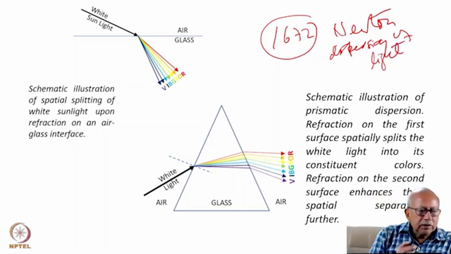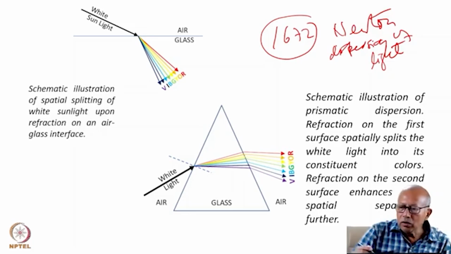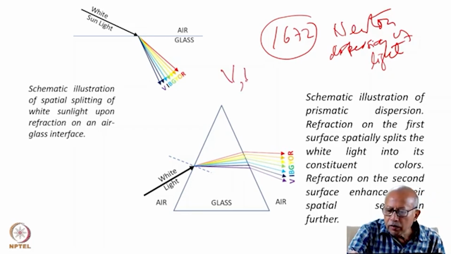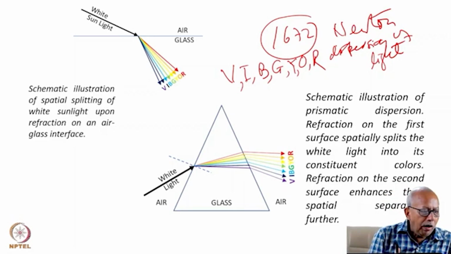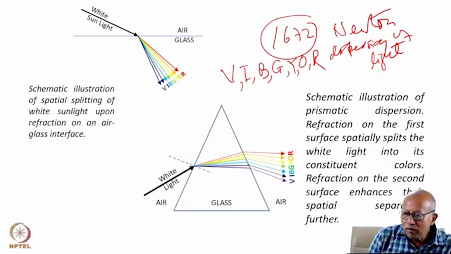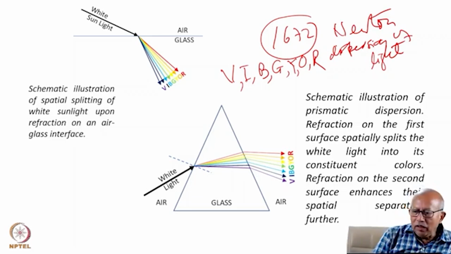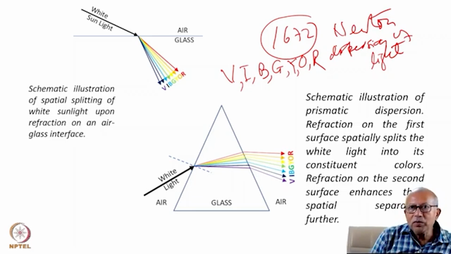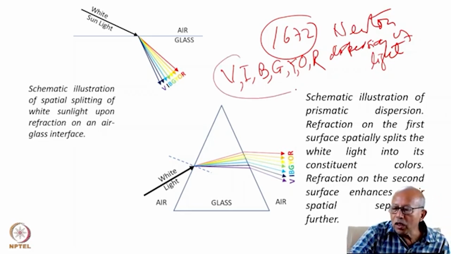He showed that sunlight is white and is made up of 7 colors, which are violet, indigo, blue, green, yellow, orange, and red. How did he prove that? He actually allowed sunlight to travel through a prism and found that the white light is split into all these constituent colors.